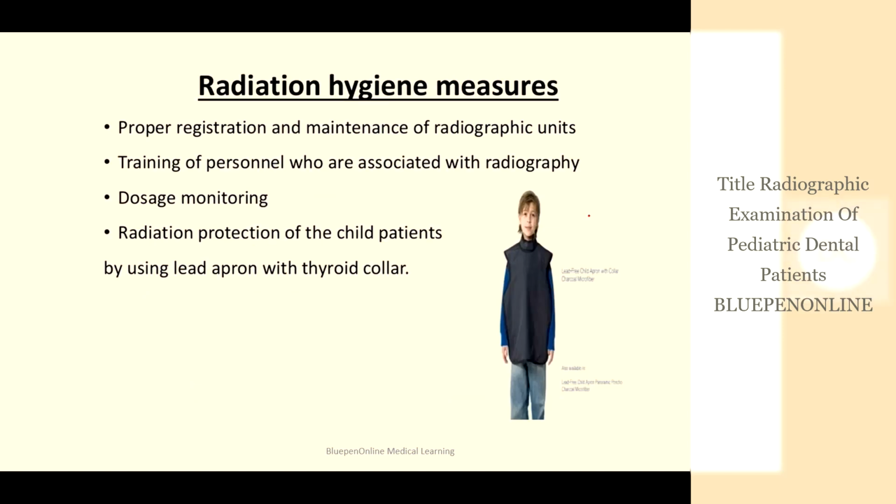So we need to follow certain radiation hygiene measures. One is proper registration and maintenance of radiographic unit. Then training of personnel who are associated with radiography. And dosage monitoring like dosimeters. Radiation protection of the child patients by using lead apron with thyroid collar.